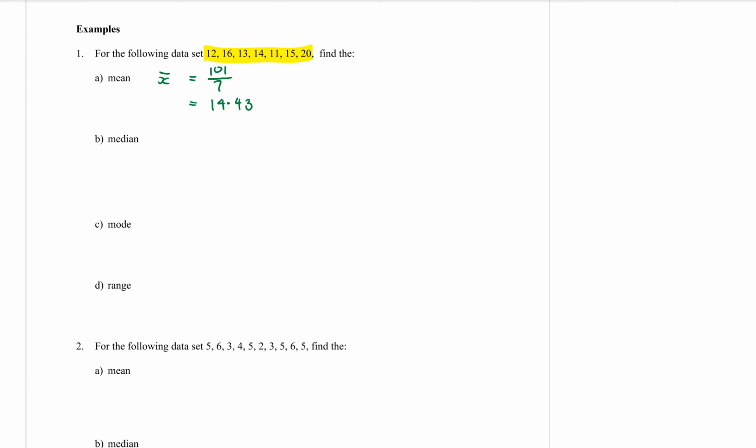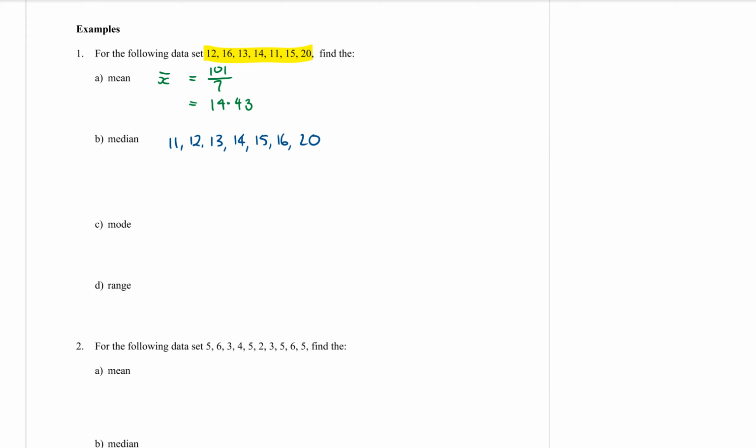Median. Do you remember what median is? The middle. But they have to be in order. Are those scores in order? No, so we have to rewrite them. The smallest number is 11, then 12, 13, 14, 15, 16, and 20. I've got my 1, 2, 3, 4, 5, 6, 7, just making sure I haven't missed any.